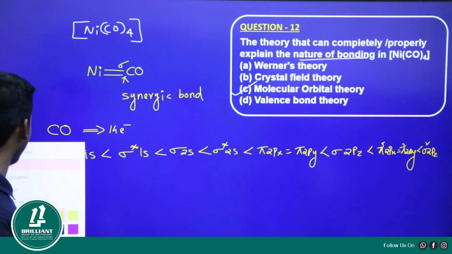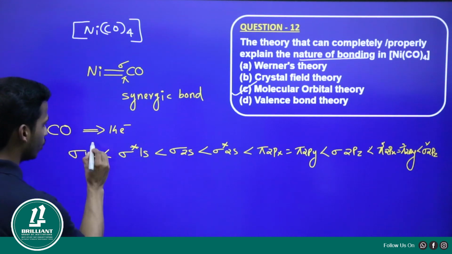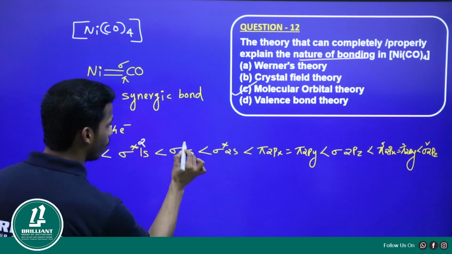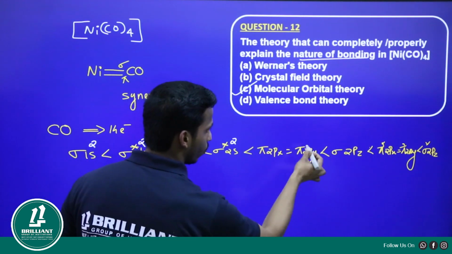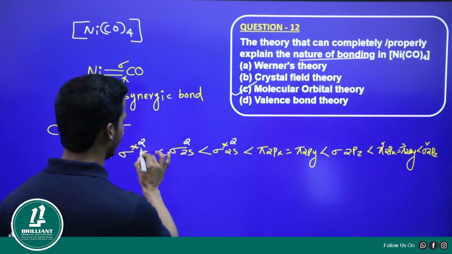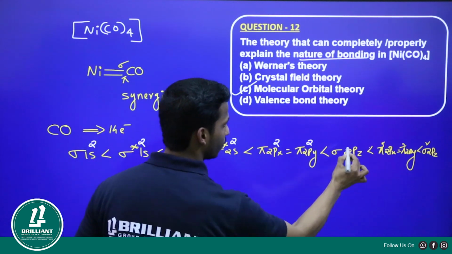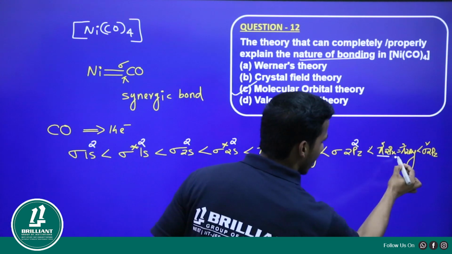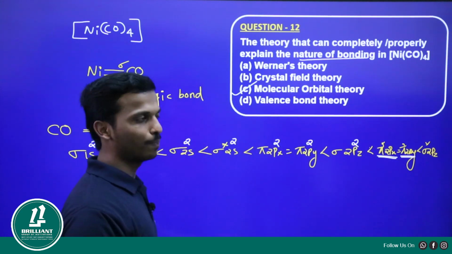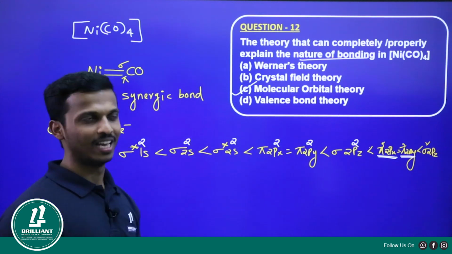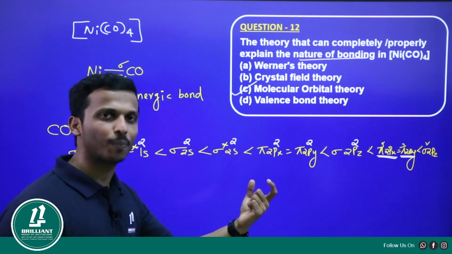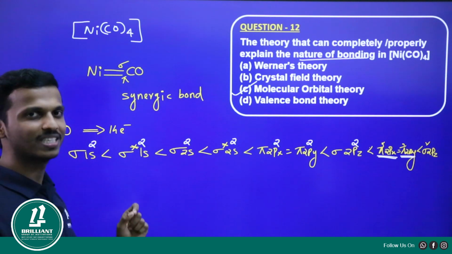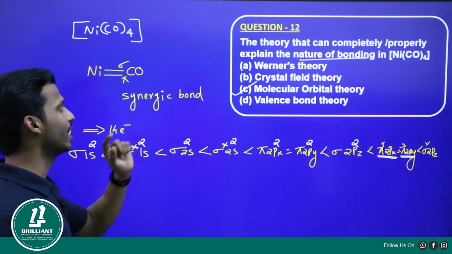And here let's fill the electrons, total 14 electrons. Each molecular orbital can occupy a maximum of 2 electrons. So 2, 4, 6, 8, 10, 12, 14 electrons we filled. And it is very clear that the pi star p orbitals are vacant in the CO ligand. These pi star orbitals of CO will overlap with the filled orbital of nickel, meaning the metal atom, creating the synergic bond.